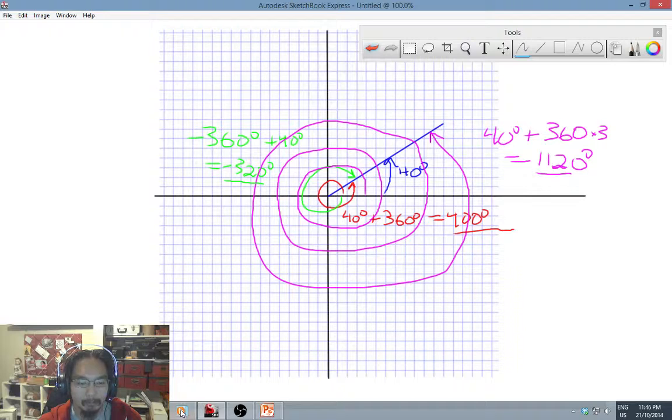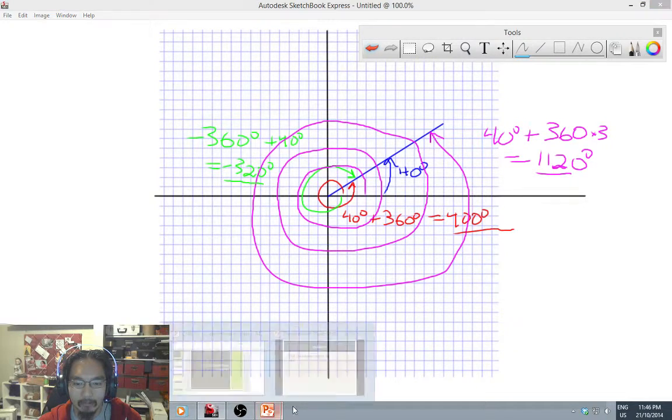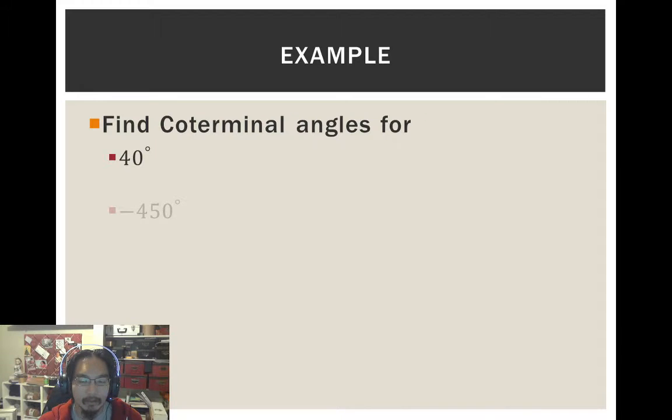Okay, let's try another one. Alright, so negative 450 degrees. Find a coterminal angle.